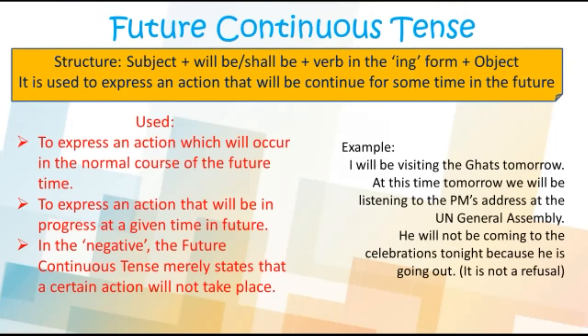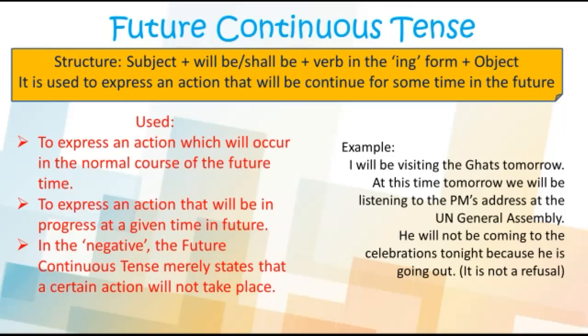It is used to express an action which will occur in the normal course of the future time. For example, I will be visiting the ghats tomorrow. To express an action that will be in progress at a given time in future. At this time tomorrow, we will be listening to the PM's address at the UN General Assembly. So a given time is there, at this time tomorrow. What will be happening? We will be listening to the PM's address.